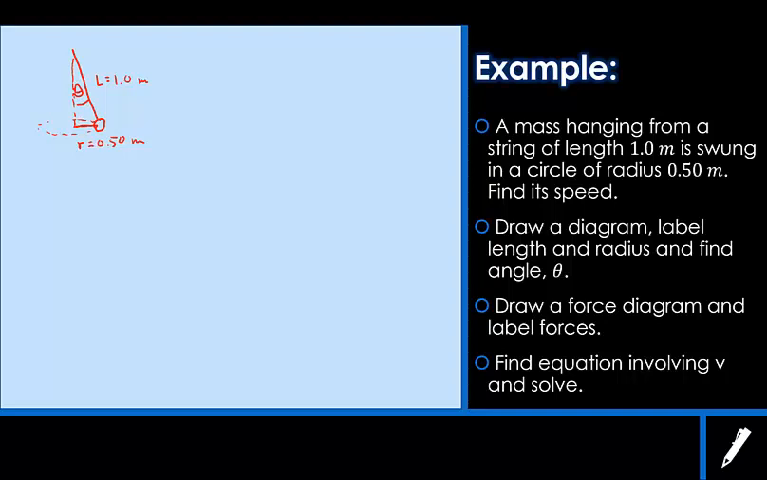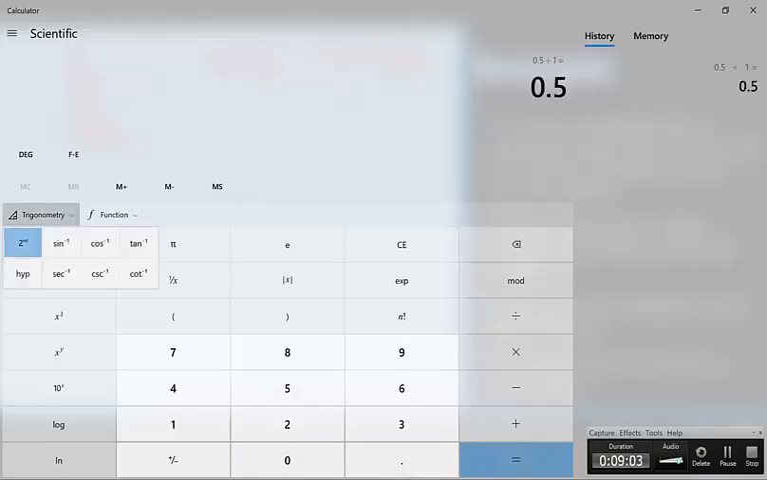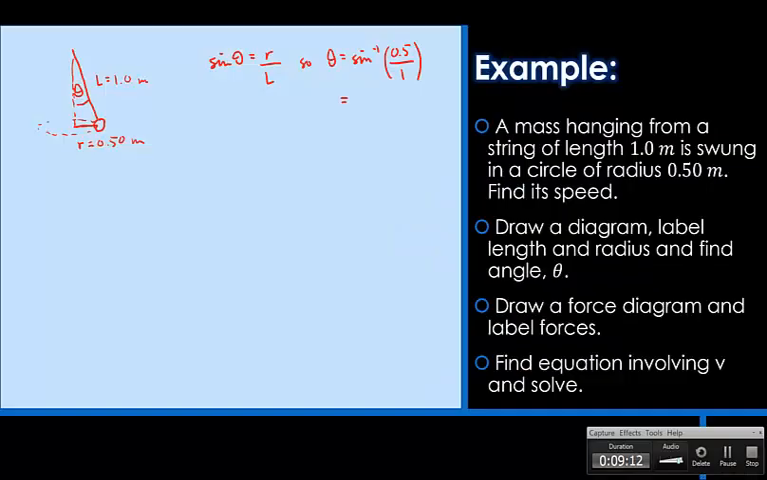Okay, so now the first job in solving any problem involving conical pendulums is usually to figure out the angle, unless the angle is what we're asked for, in which case we would need to work backwards to find it. So we know that sine theta is going to be equal to r over L. So theta is going to be equal to the inverse sine of 0.5 over 1, which we can figure out. 0.5 divided by 1 is obviously 0.5, and then we can take the inverse sine of that, and we get 30 degrees. So theta is going to be 30 degrees in this case.